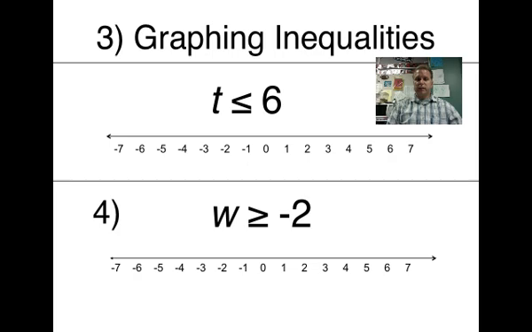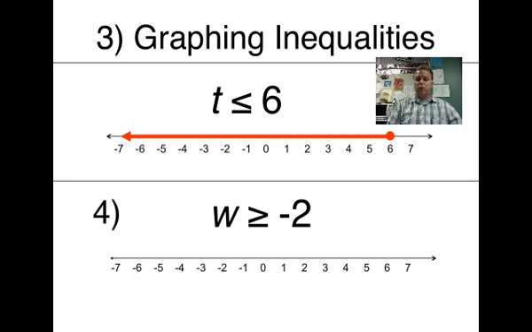Would you pause the video, please, and try 3 and 4? Okay, so for number 3, we got t is less than or equal to 6. So I'm going to find 6, and it's less than or equal to, so that means 6 can be part of my answer. So that means I'm going to have a closed circle here. I want it to be smaller than or equal to 6. So where are numbers smaller than 6? They're smaller to the left.